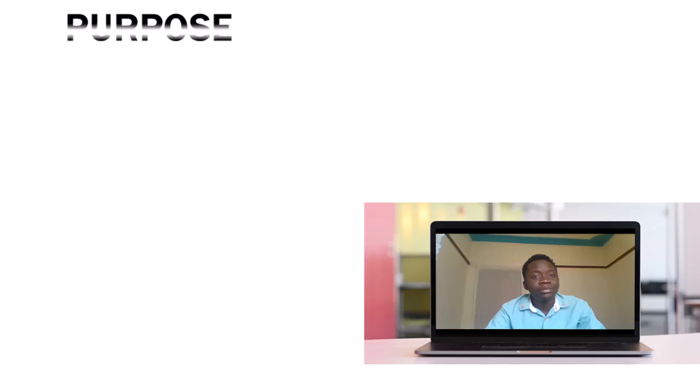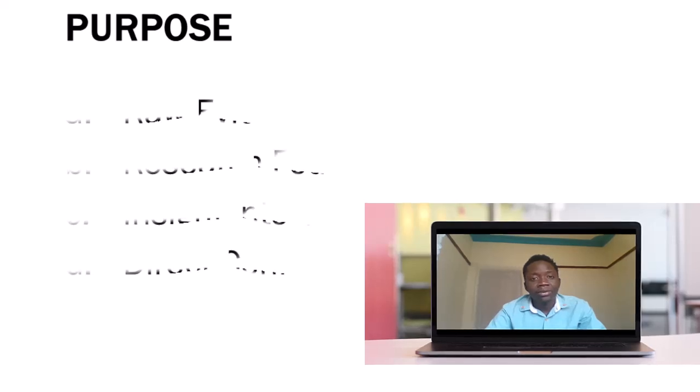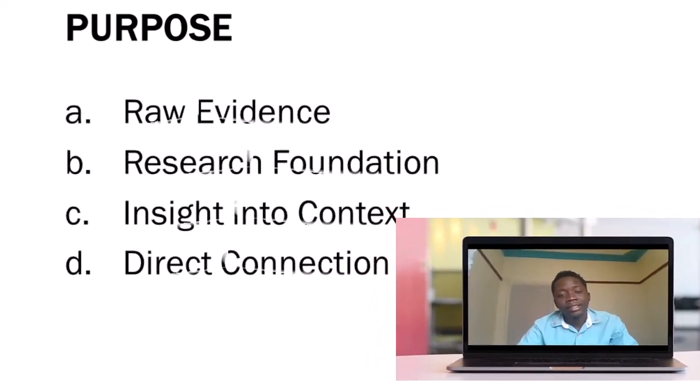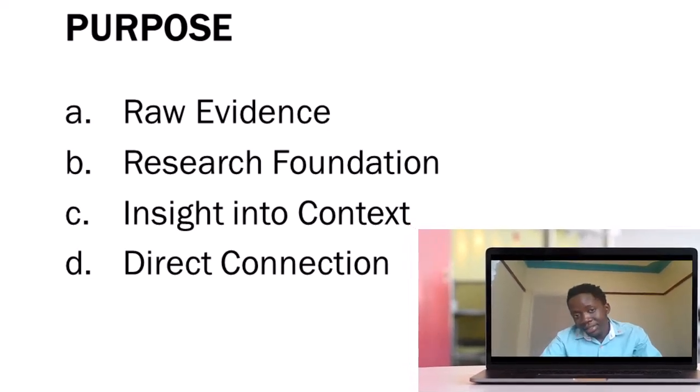So let's look at the purpose. Why should primary sources of information be there? What is their importance? Here we have raw evidence. They provide for us raw evidence, the first hand information. That's what they give us, meaning information which has not been diluted, or information which has not been experienced by somebody before. You get it from the primary source.